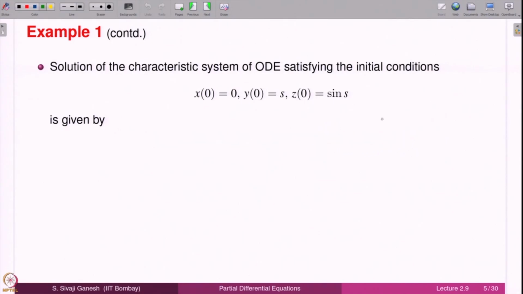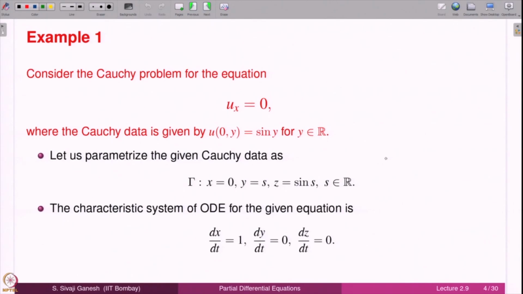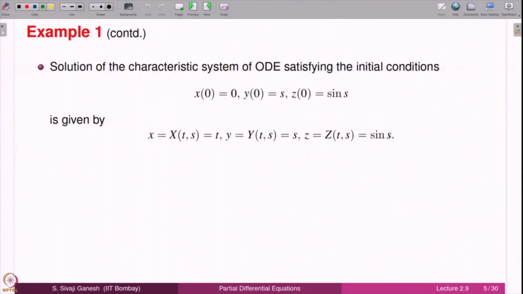That is very easy to see, because here dx by dt equal to 1, therefore x has to be t plus constant. At t equal to 0 x must be 0, therefore x equal to t. Here dy by dt is 0, that means y is constant. At t equal to 0 it must be s, therefore y equal to s. dz by dt equal to 0, that means z is constant with respect to t, but at t equal to 0 it should be sin s. That will give us the solutions.